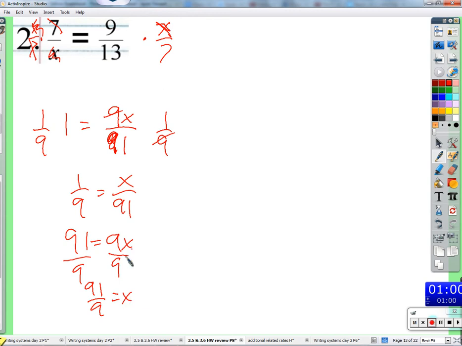10.1. Wait, what's the repeating decimal of that? 10.1 repeating. Yeah, it's 10.1. So far, that's the record for fewest number of steps. Can we beat this record? Yes. It's impossible.